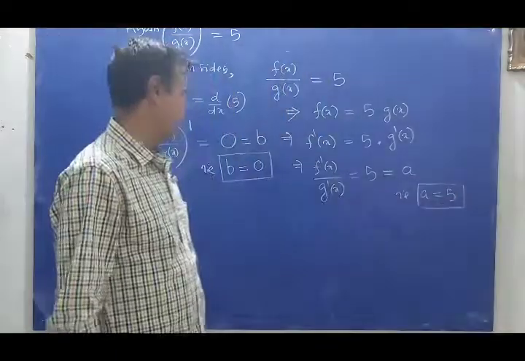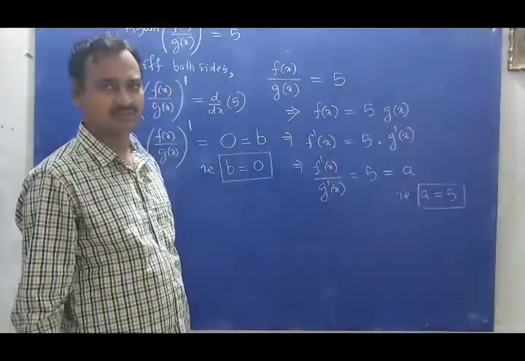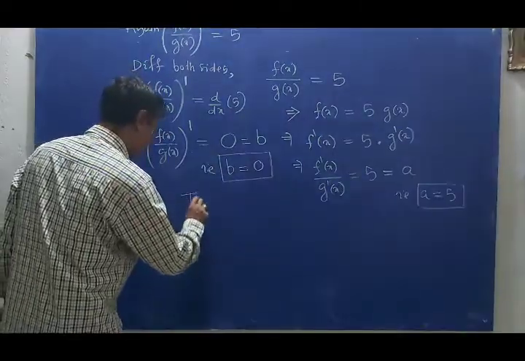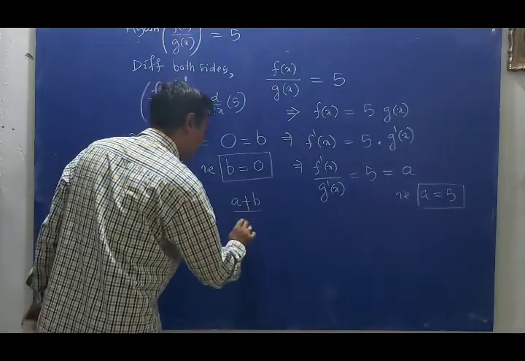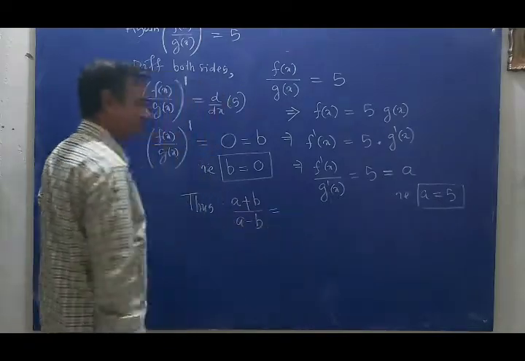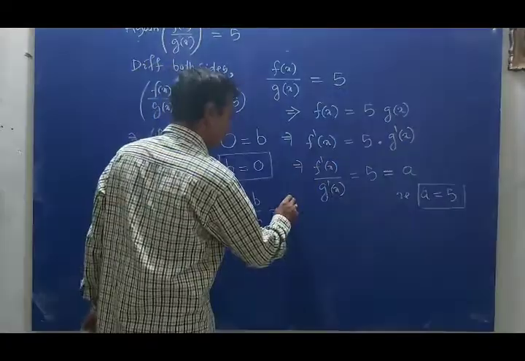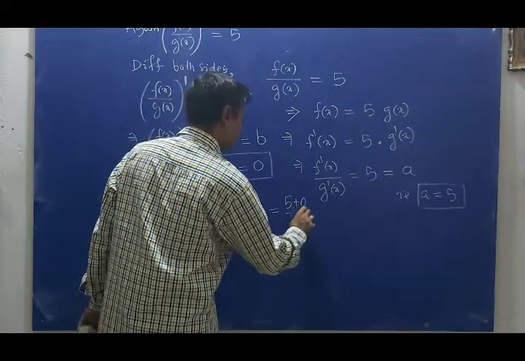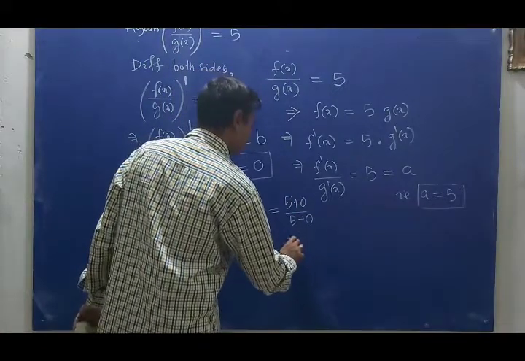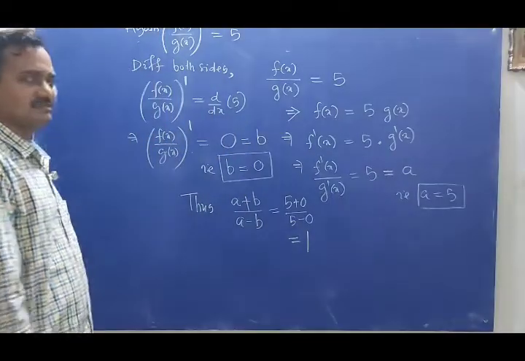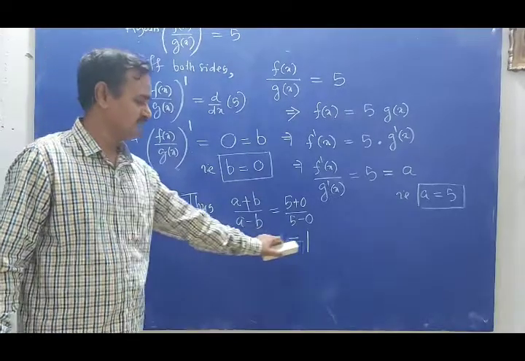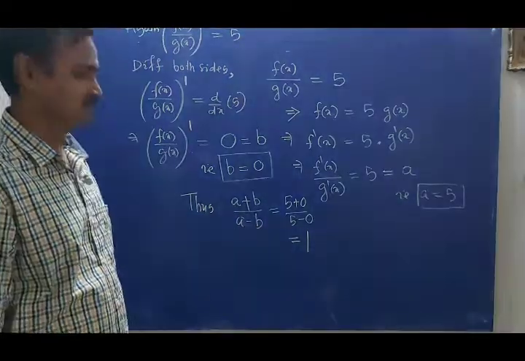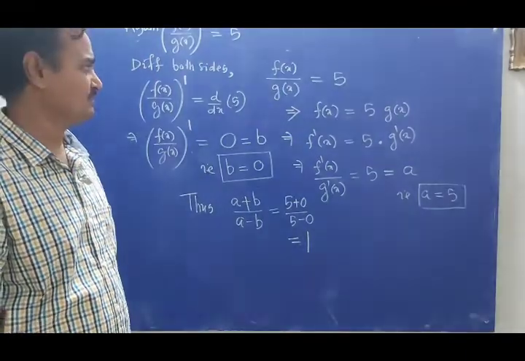So here a is equal to 5 and b is equal to 0. Thus, the expression a plus b by a minus b is equal to 5 plus 0 by 5 minus 0. So what is the answer? The answer is 1. So a plus b by a minus b is equal to 1.